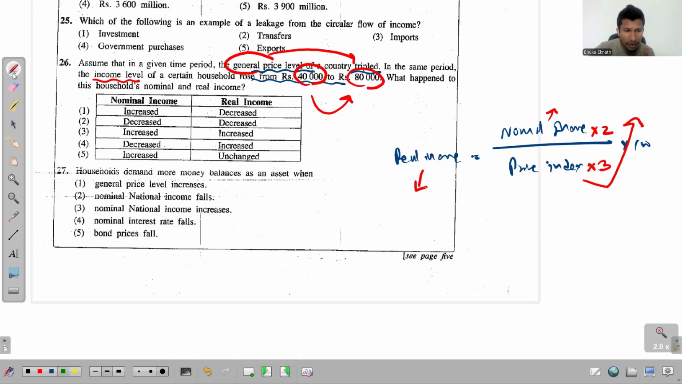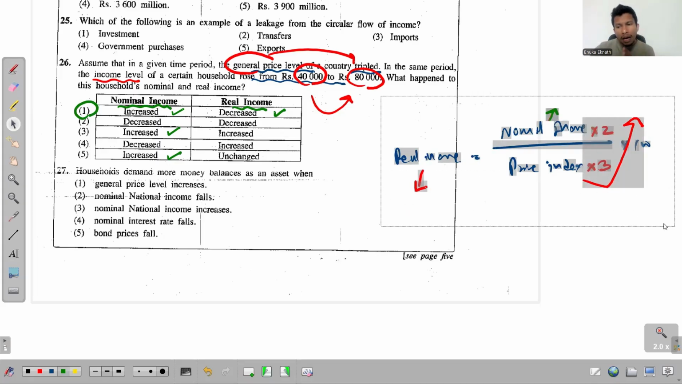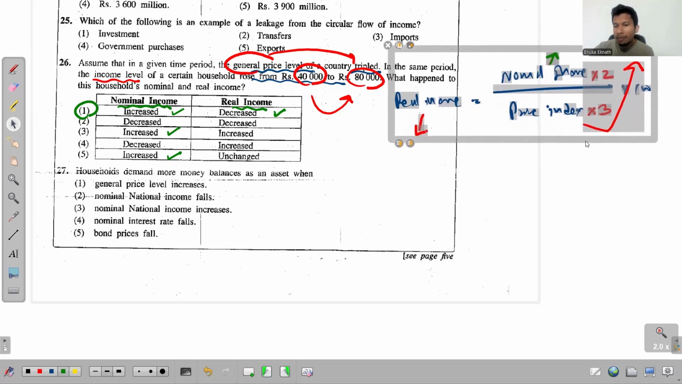Based on this approach, you can understand the answer. The question asks us to recognize what happens to the nominal income and the real income. The nominal income has doubled, which means the nominal income has increased. So the answer has to be either this, or maybe this, or maybe this. And then what has happened to the real income? According to the mathematical equation that we use, real income should have decreased. So the answer has to be this first one. But wait, this is just the first approach, and I'll show you the second approach as well.